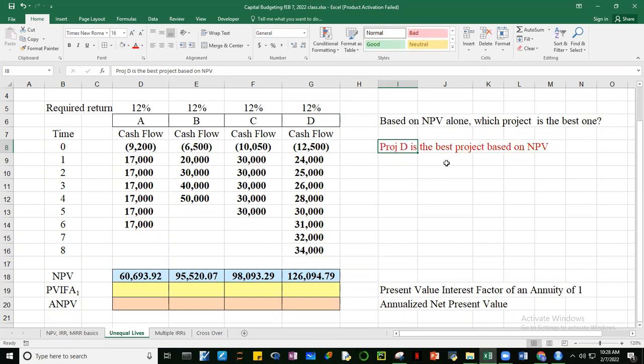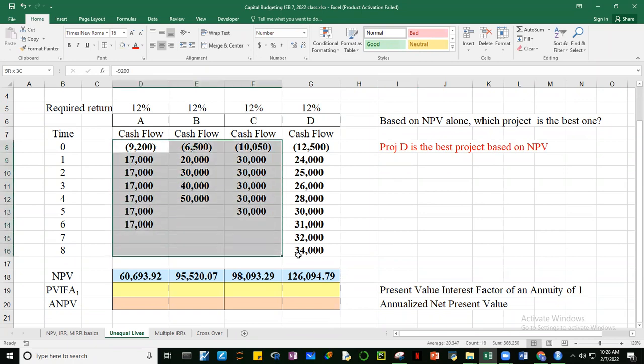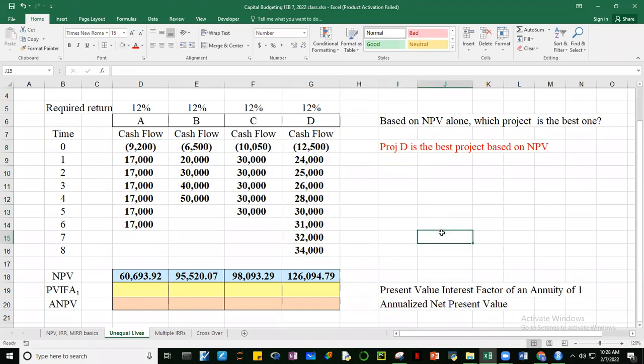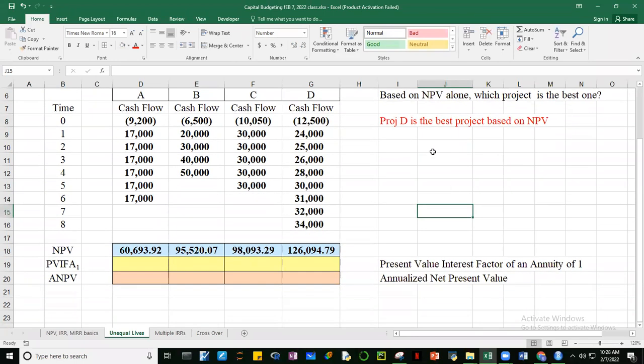Kaso, guys, take note that hindi naman natin actually pwede i-compare yan kasi magkakaiba silang time frame. Okay sana, guys, kung pare-parehong time frame yan. Then no problem with the choice. But since they're different, guys, we cannot say that Project D is really the best. Okay, so we need to do something about this. We need to compute for the annualized NPV.